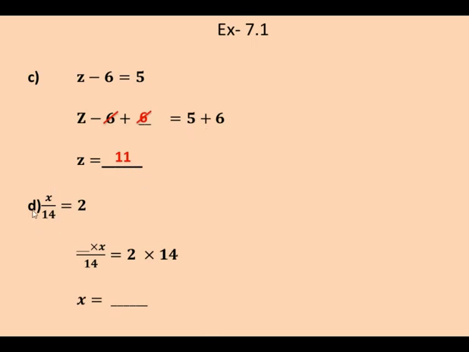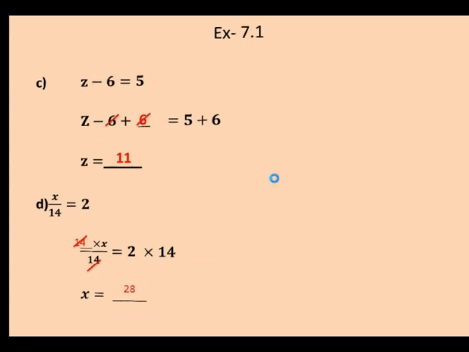Same way in D part, x upon 14 equal to 2. So here what we are doing, we multiply by 14. On the RHS side we have multiplied by 14, so on the LHS side also we multiply by 14. So 14 into x, 14 cancelled by 14. So we will get the value of x equal to 28.